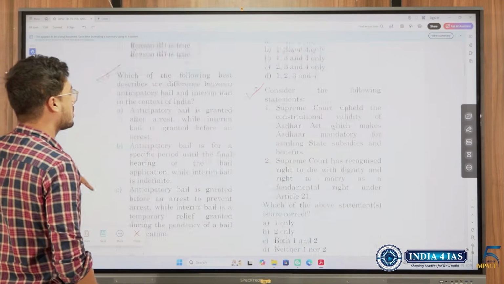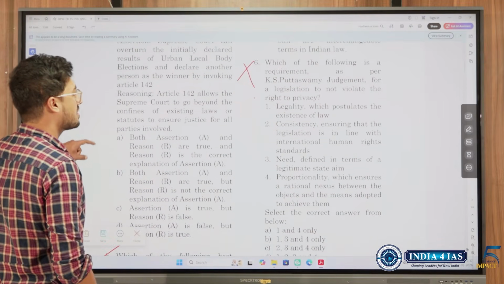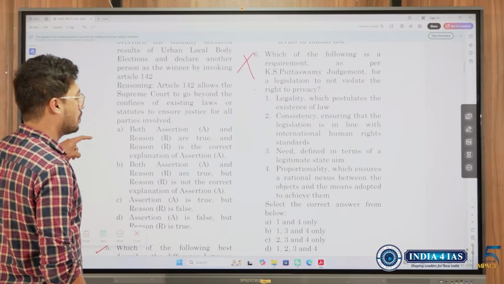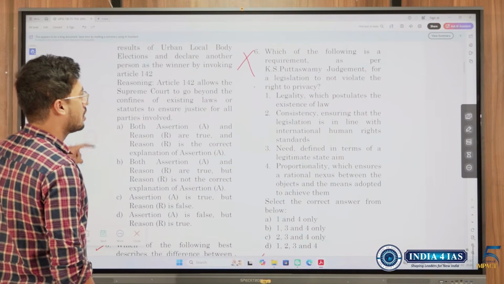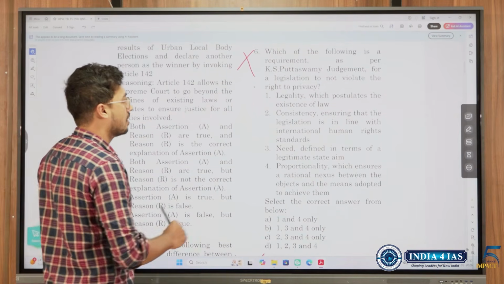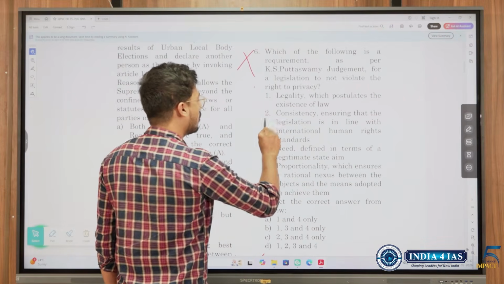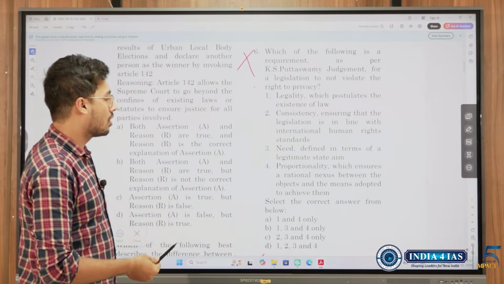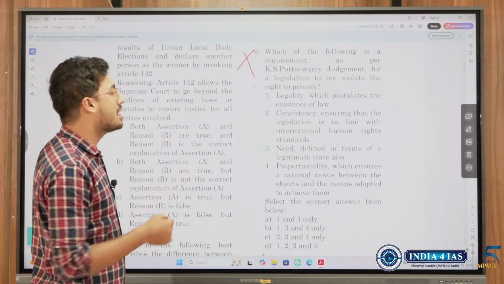So we'll move to the next question. Question number 6, K.S. Puttaswamy judgment. I hope everyone would have heard about it. Now look at the statements. None of this we would have come across, or none of this we are able to easily deduce.